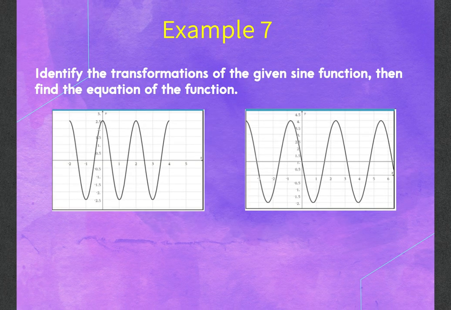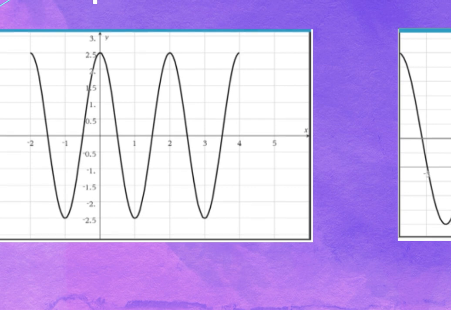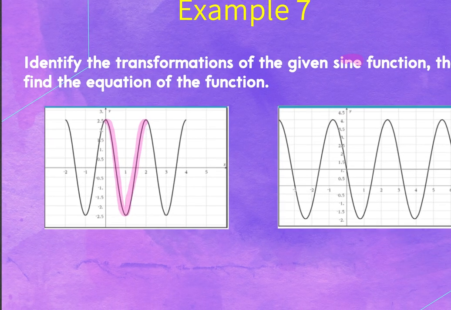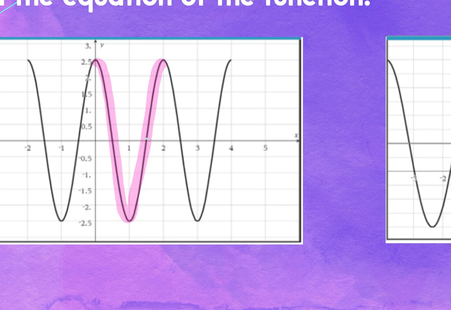Example 7 says, identify the transformations of the given sine function and then find the equation of the function. So the goal here is to identify any kind of phase shift, any kind of change in the period, any kind of change in amplitude or direction. So if I look at the first one, it starts up, it comes down, it goes back up again. And this says it's a sine function. Typically, sine starts at the axis, goes up, comes back down again, and goes back up again. So already we see that there's a phase shift.